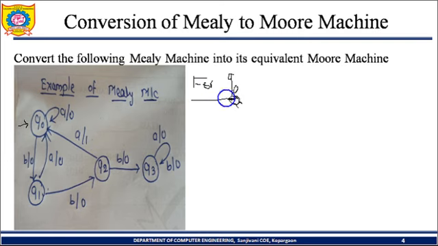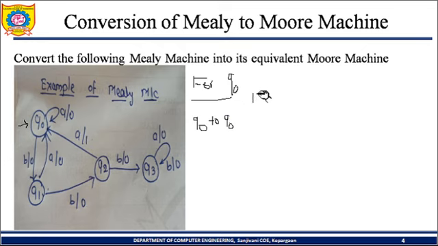For state Q0, how many incoming edges are there? So here you can see for Q0, there are 2 incoming edges. Sorry, there are 3 incoming edges. One is from Q0 to Q0 itself. You can see here there is one incoming edge from Q0 to Q0. So I'll write it as Q0 to Q0, one incoming edge.